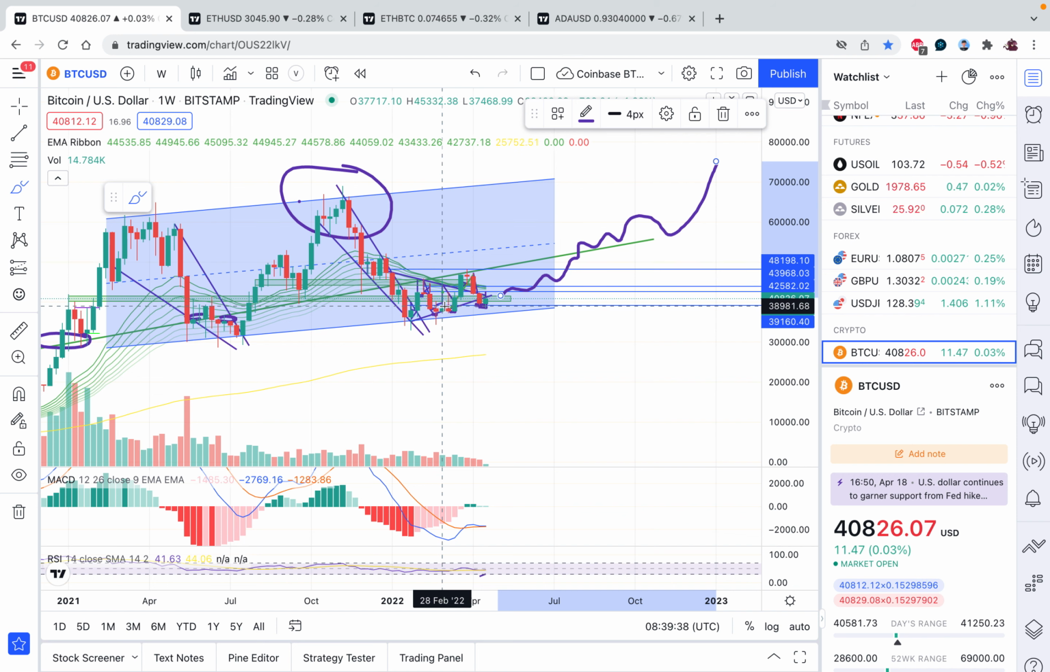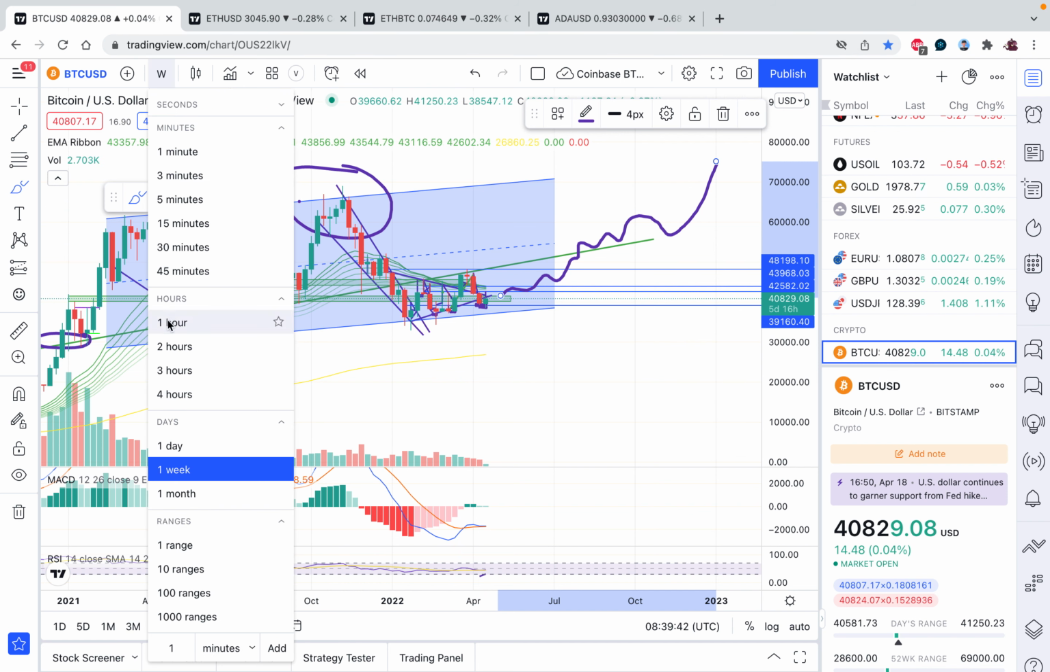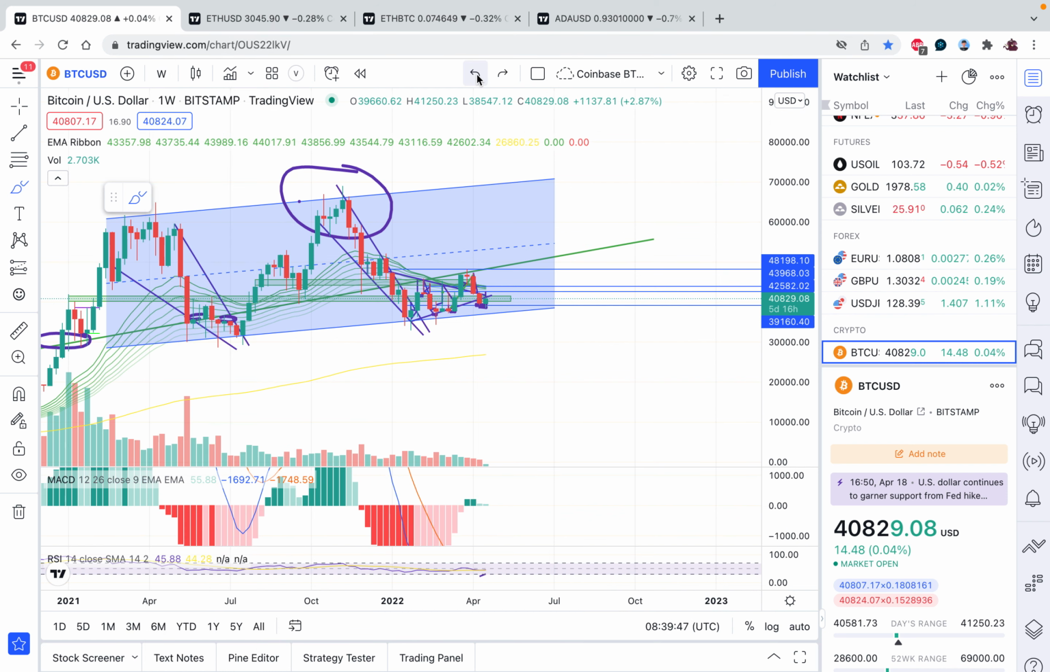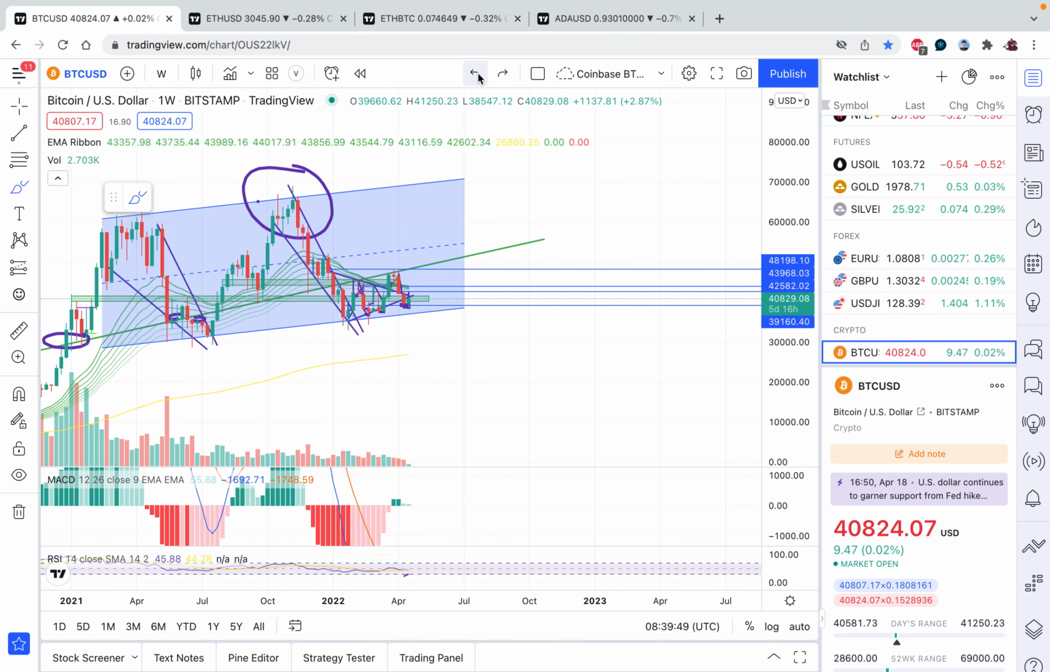So that was it for today. I'll keep you posted on the Discord channel for this 1 hour time frame bull flag scenario, what we talked about. And so keep that up to date.